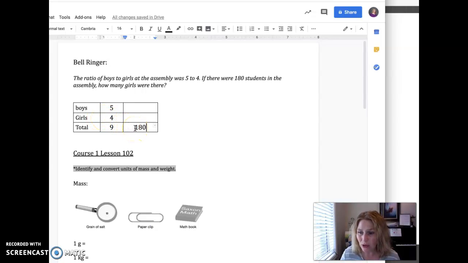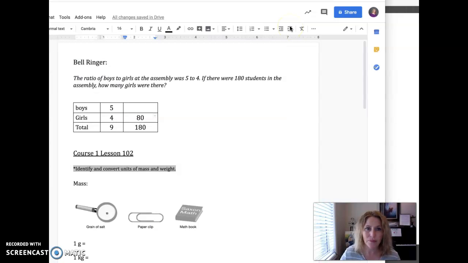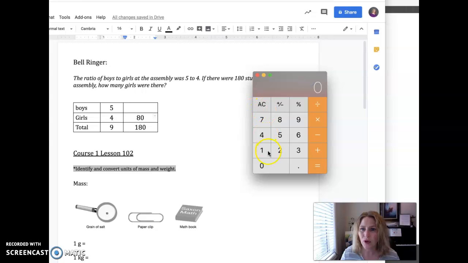4 times 180 divided by 9. We can say, oh, 9 times 2 is 18. So 9 times 20 would be 180. So 4 times 20 would be 80. And you can check that. You can do 4 times 180 divided by 9, and you will also get 80. And I will show that to you really quickly. So if you do 4 times 180 and divide that by 9, you can get the same answer.